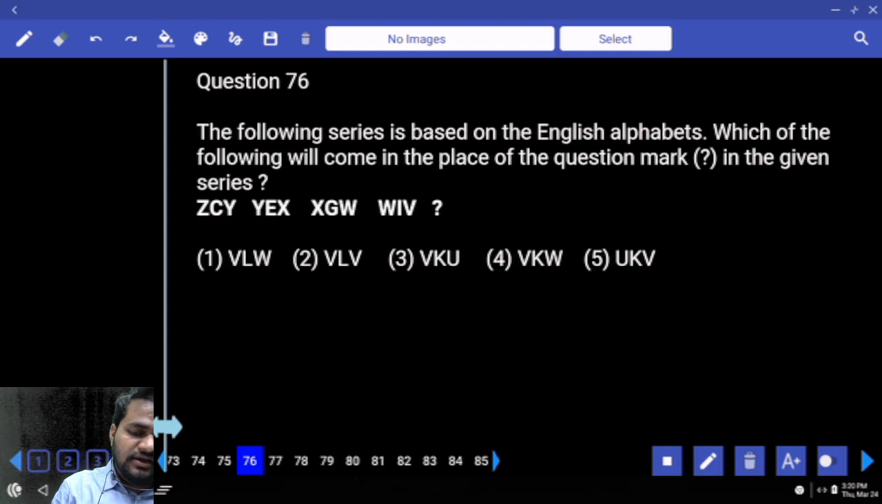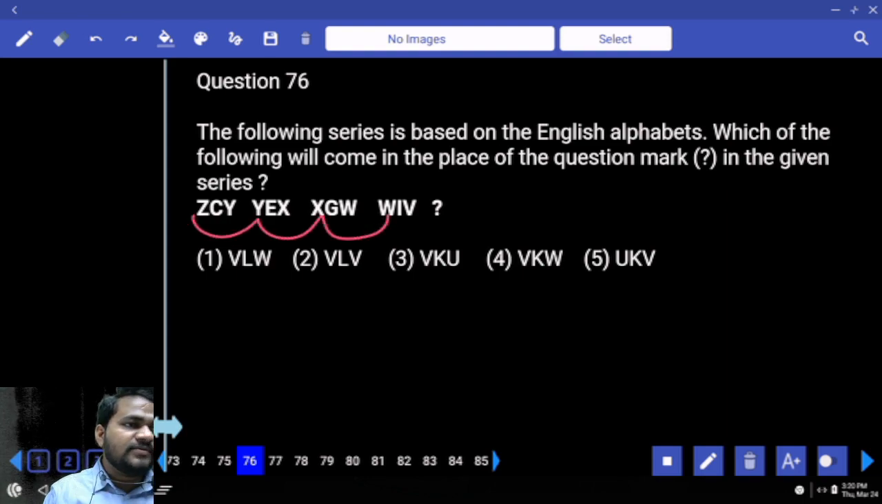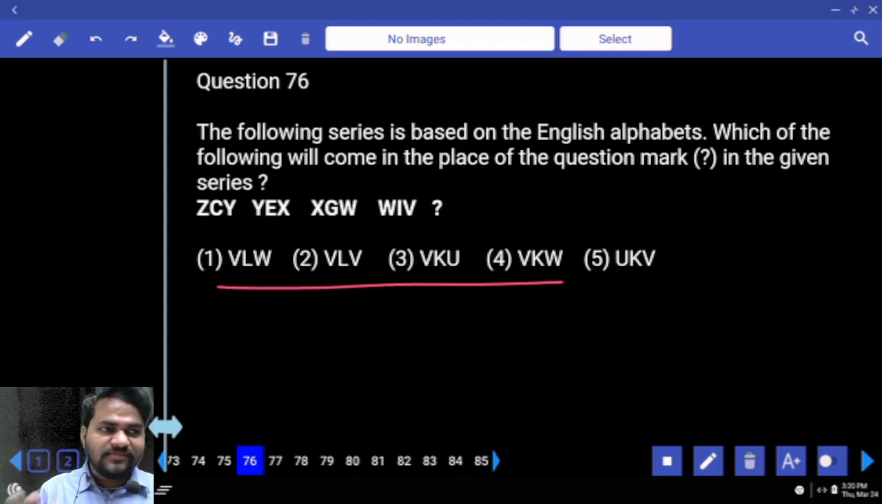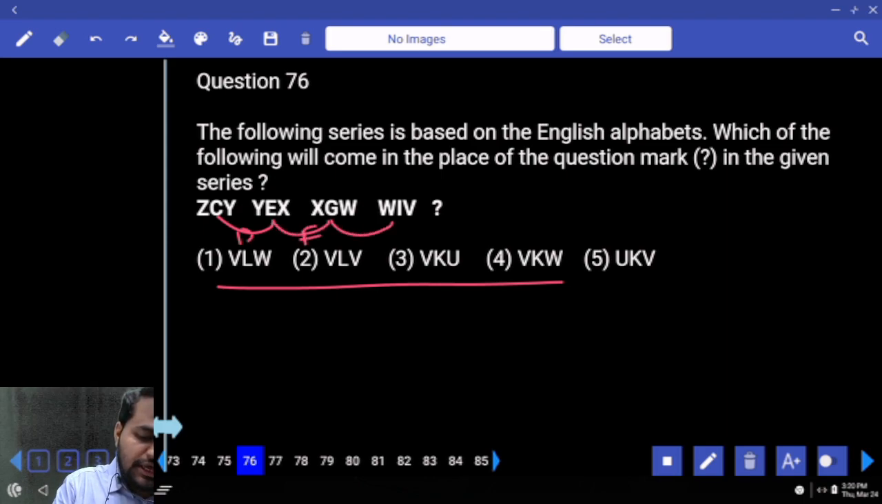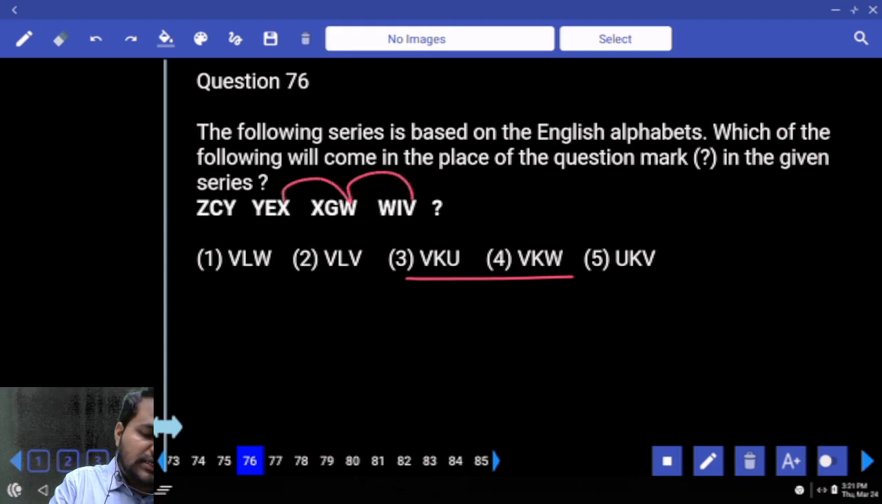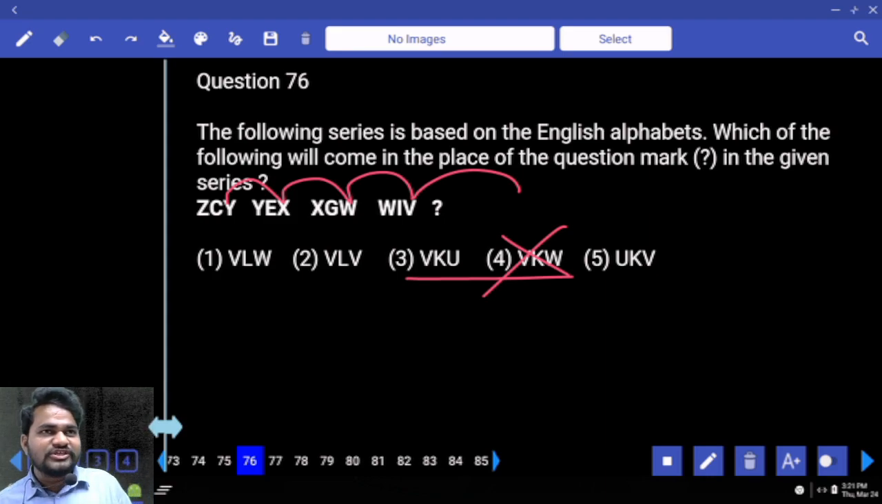Next here, WXYZ: before W, the previous letter should be V. The answer must be starting with V. Next, C, D gap E, F gap G, H gap I, J gap K. So VK means we have 2 options. Next, VWXY: before V we need to have U, option 3.